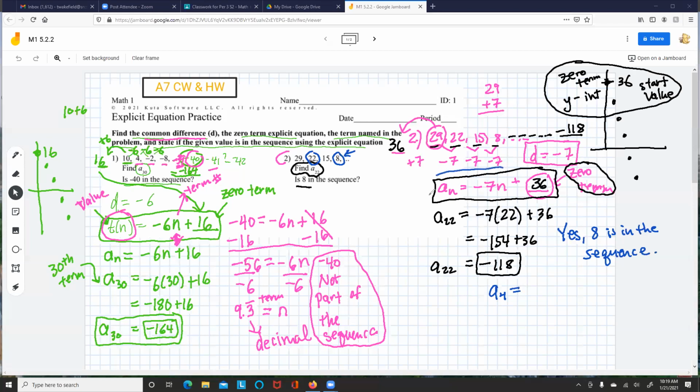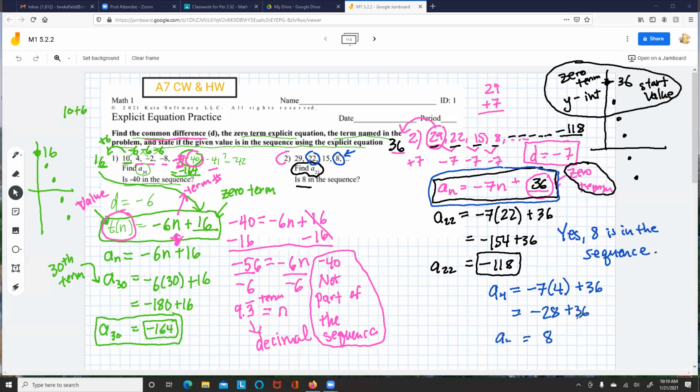So I want to plug in a sub 4 into here, okay? So a sub 4 is equal to negative 7 times 4 plus 36. Okay, let's see if the fourth term is going to be 8. So when I do negative 7 times 4, that gives me negative 28 plus 36. Yep, that does equal 8, right?